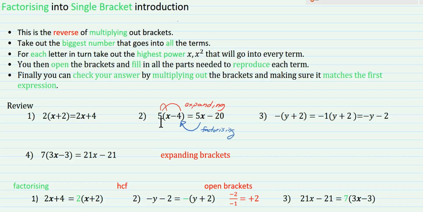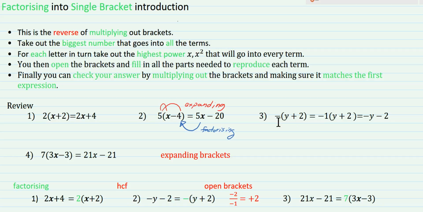Again, you have 5 into x minus 4. So this will be 5 times x, which is 5x, and 5 times minus 4, which is minus 20. So it's expanding, yeah? And in this situation you have a minus here, and that's into y plus 2.